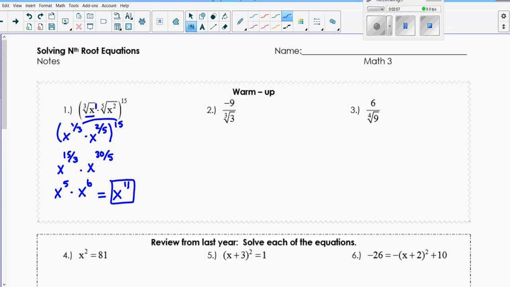Alright, so that had some rewriting in it. It had raising a power to a power, and then at the end it had adding your exponents. So it had everything except for subtracting exponents.